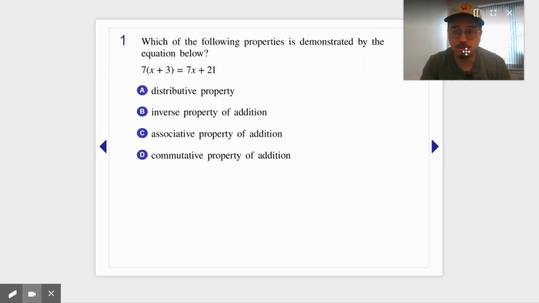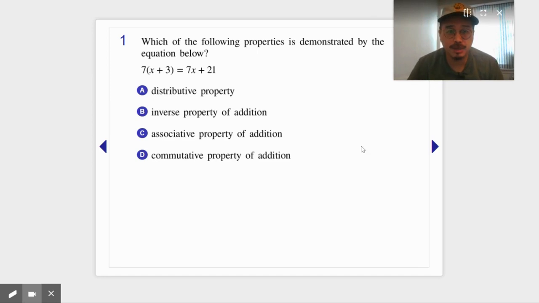Okay, so let's see. Which following property? So you got 7, and then in parentheses x plus 3, and then next thing you know, 7x plus 21. So what's the property here? Yeah, it's the distributive property, right?